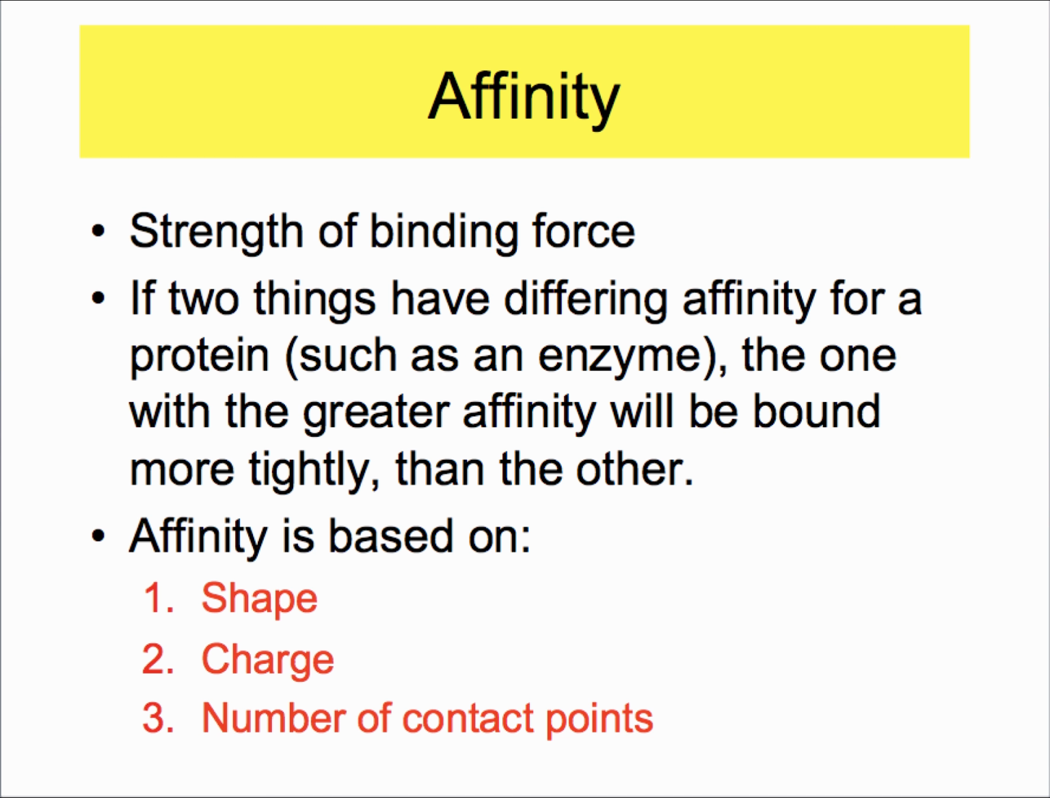Another physical feature that students need to be aware of is known as the affinity. The affinity can be defined as the strength of binding between two objects. So if you have a protein, such as an enzyme, to which two things can bind, and one of those things binds with greater affinity than the other, then the first thing is bound with greater strength. Affinity is based on the shape of the two objects, the charge distribution along their length, and the number of contact points that are close in terms of atomic distances between the two.